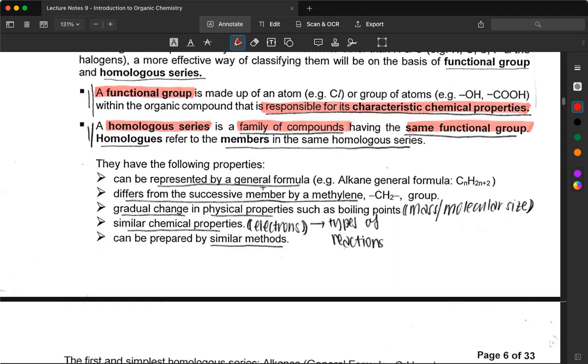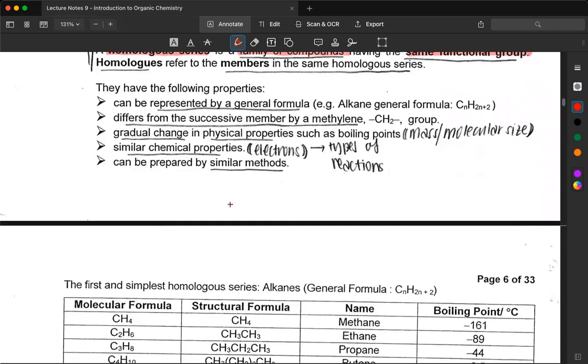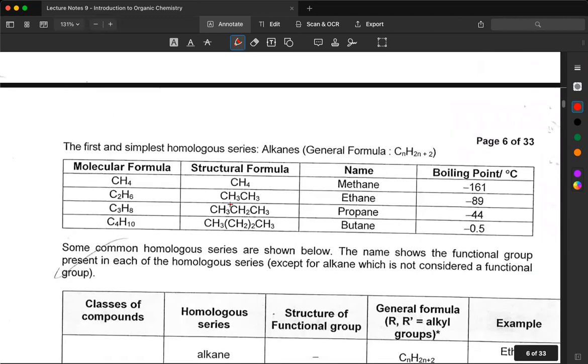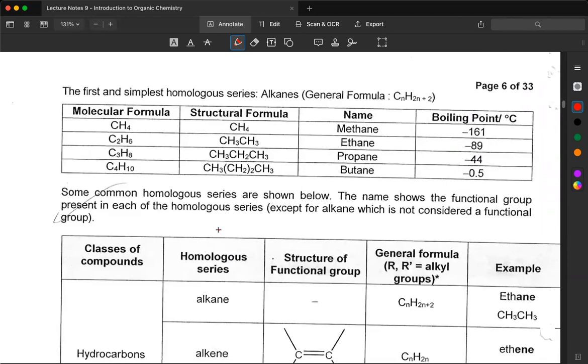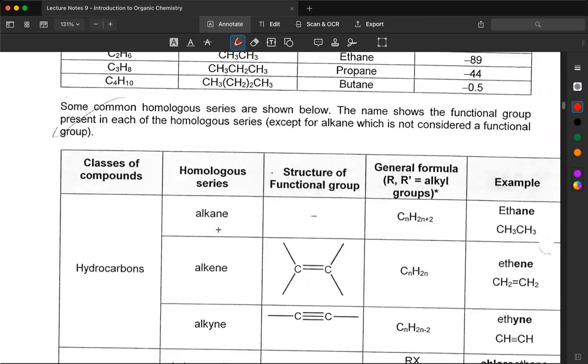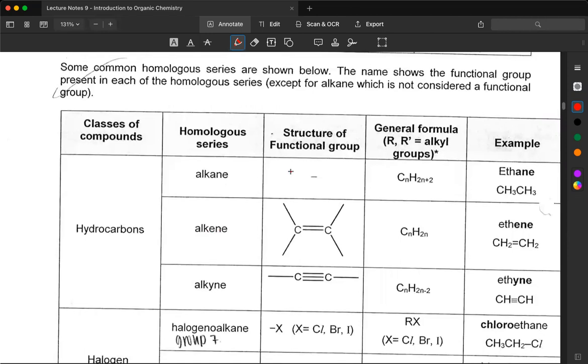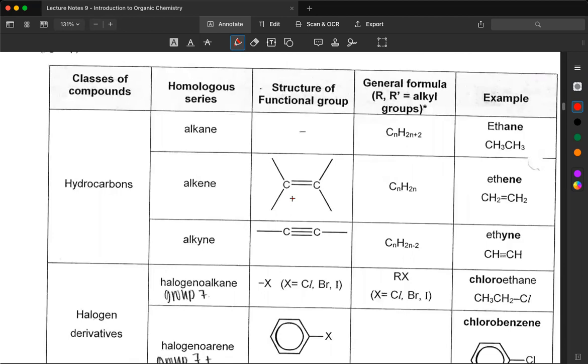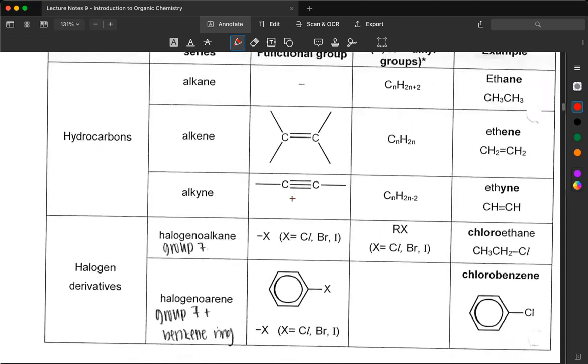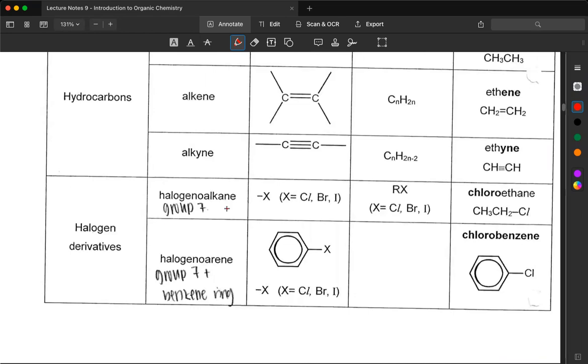Homologues refers to members in the same homologous series, and they have these properties: represented by the general formula, differ from the successive member by a CH2 group. Gradual change in physical properties like boiling point because of different molecular mass. Similar chemical properties due to the similar number of valence electrons. Can be prepared by similar methods. So for example, in alkane, these are the first 4 members. And these are the functional group present for the different homologous series. Alkane, there is no functional group. Alkene is the CC double bond. Alkyne, CC triple bond. Halogen derivative, the haloalkane, which are known as the group 17.